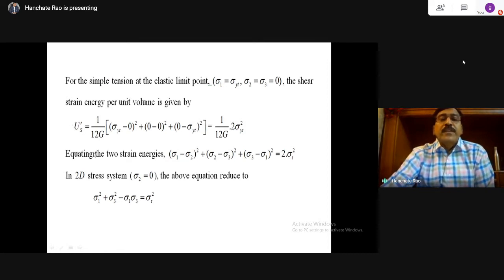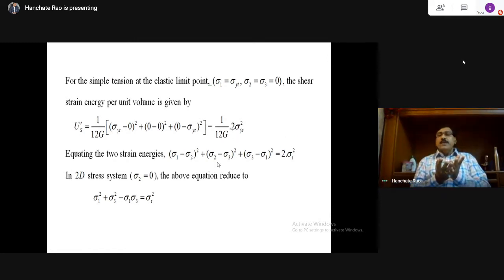You get the governing equation. This side of the equation is due to principal stresses, and this is due to yield. The only thing you have to keep in mind is that if it is normal strain energy, it is sigma yt square by 2E. Normal strain energy is equal to sigma yt square by 2E.